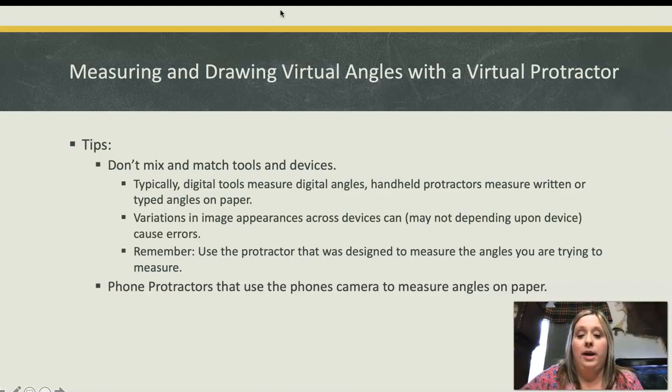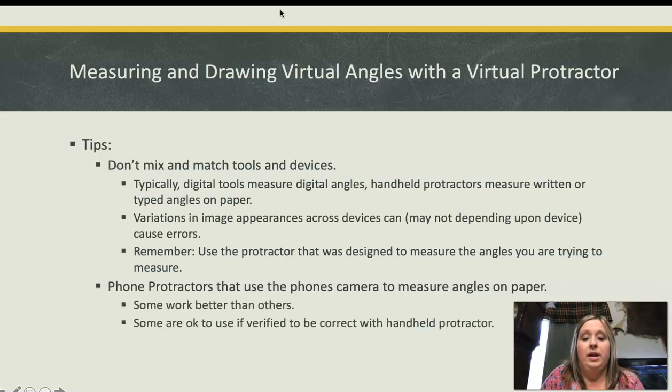Now there are some phone apps, and I said that right here at the bottom, that you can use that are meant to measure physical angles, but definitely want to make sure you check those, because sometimes they're not the greatest and they don't get great reviews. So definitely make sure that you are using one that is verified, that people have said, yes, it works well, because it actually uses your phone's camera to measure an angle on paper.